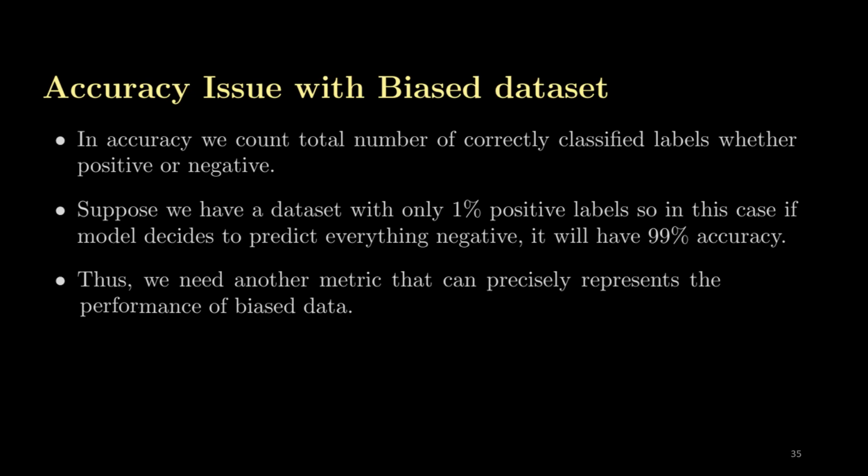The problem with accuracy comes when the data set is biased and we have approximately 99% negative labels. In that case, the model can cheat us. If the model has decided to predict everything as negative, even then its accuracy will be 99%. Accuracy is not a true representative of model performance, so we need precision in that case.